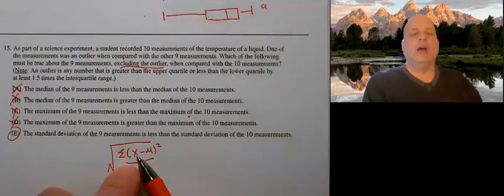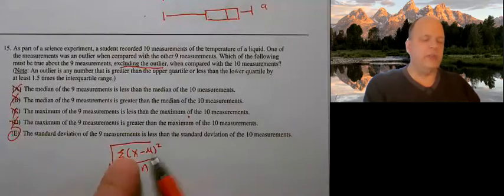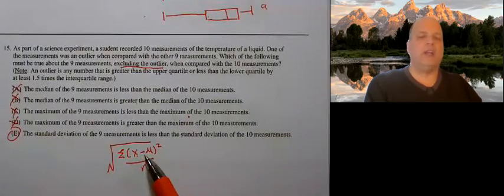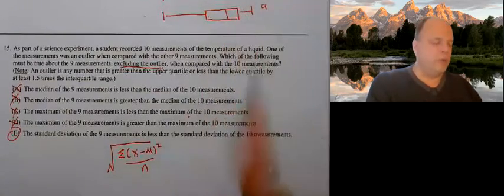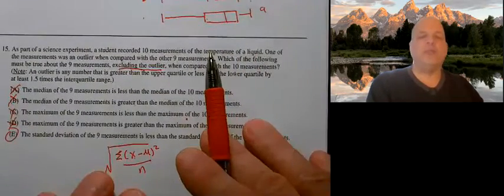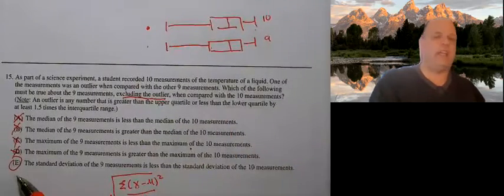And if I get rid of the one that's a long way away, this distance gets smaller. So as I get closer to the mean, my standard deviation gets smaller. So consequently, removing an outlier makes me have a smaller standard deviation. 15 is E.